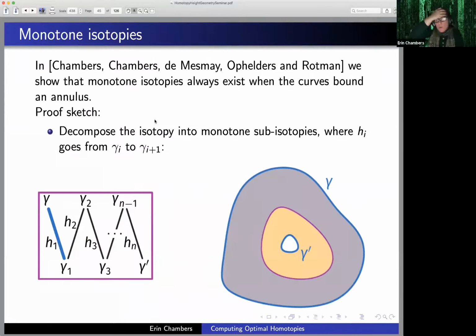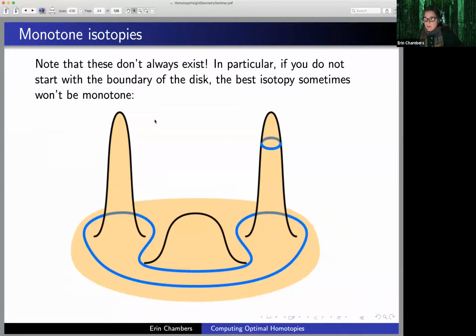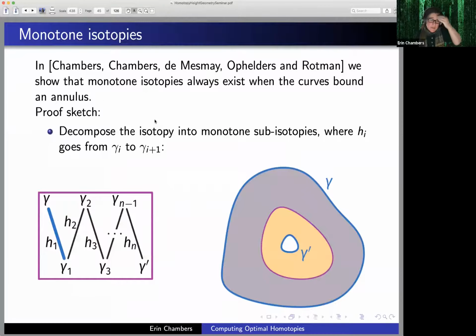All right. So what we do is say, okay, this is bad. When you're not at the boundary of the disk, all bets are off. I don't know what to do. But if you start at the boundary of the disk, this is the work with the bigger group, we show that monotone isotopies always exist if I consider only intermediate ones that sweep the annulus bounded by the input. So here's my outer curve, and my inner curve is here, and I want to slide the outer one down to the inner one through things like the purple curve, right?